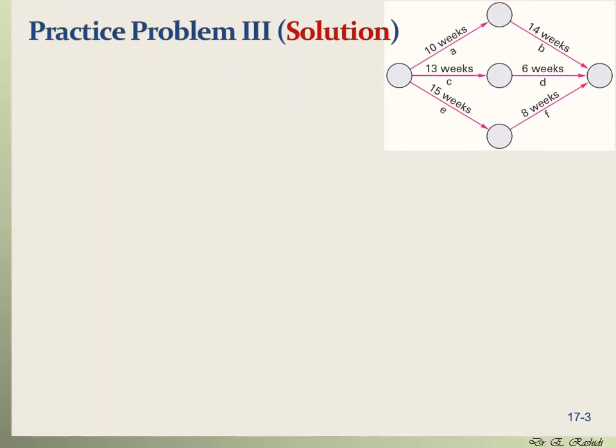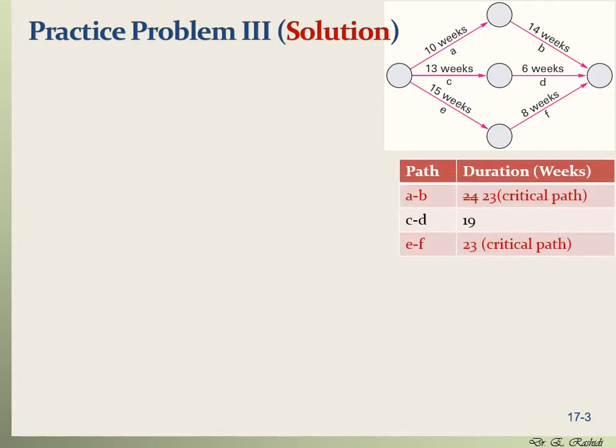So we need to keep crashing the project as long as it is possible. Let's take a look at the critical paths. So we have two critical paths right now, AB and EF. Both have 23 weeks length. So this means that if we want to crash the project, we need to crash both paths, the path AB and path EF. So which activities on these paths should we crash?